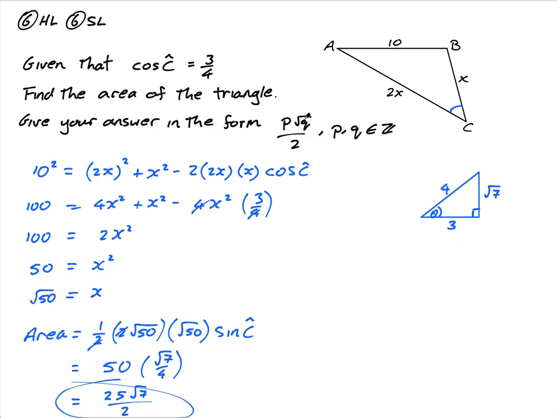So it's p root q over 2, where p and q are integers. There I have it. That's p, that's q. If it said what is p, what is q, you can write down here p is equal to 25 and q is equal to 7. But you don't even have to put this because he just says write your answer in this form, and that's your answer. Okay, in my opinion, not that bad.